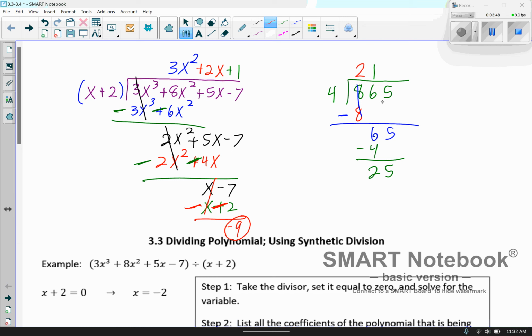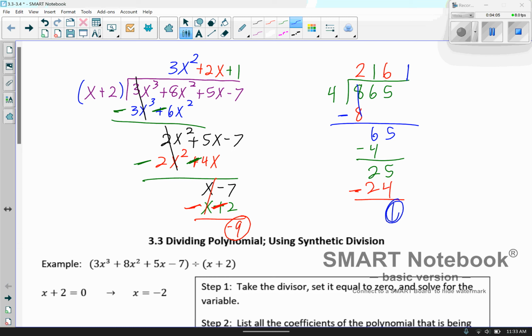So now back to my other example right here. So then 4 goes into 25. It looks like 6 times. Okay. 6 times 4 is 24. And then what do we do? I subtract it. And so I'm going to have that remainder of 1 right here.